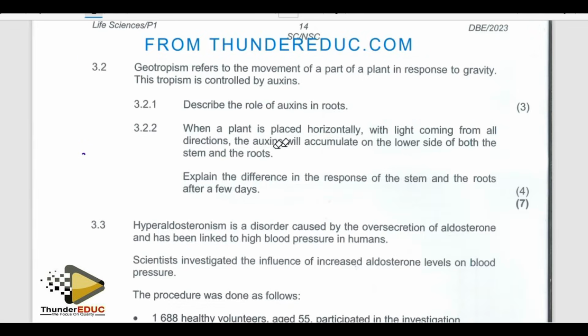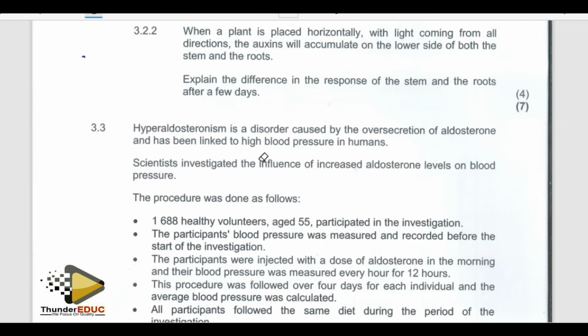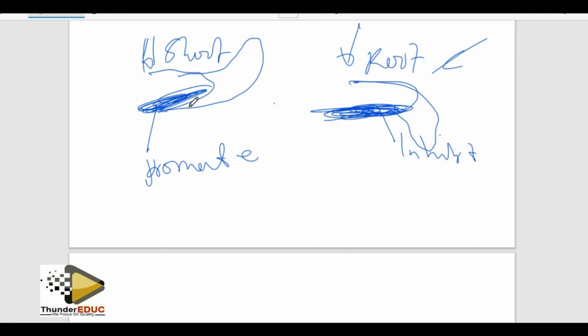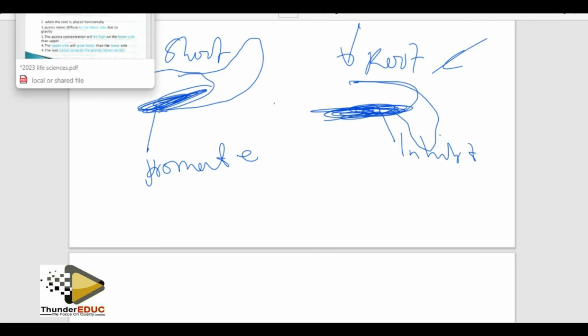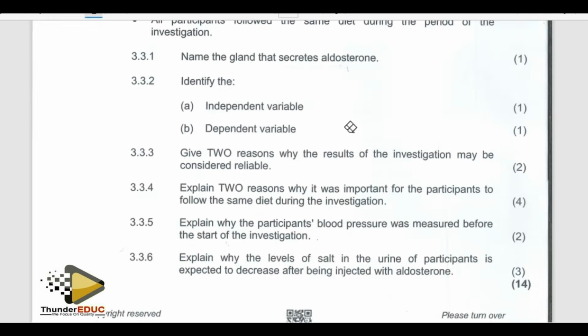The second question: what they are looking for is to show us that in shoots, high concentration promotes, resulting in the bending of the shoot to a source of light. And in roots, high concentration results in inhibition, or limiting growth, resulting in the root bending to the ground or away from the light. Yes, let's go to the next question.